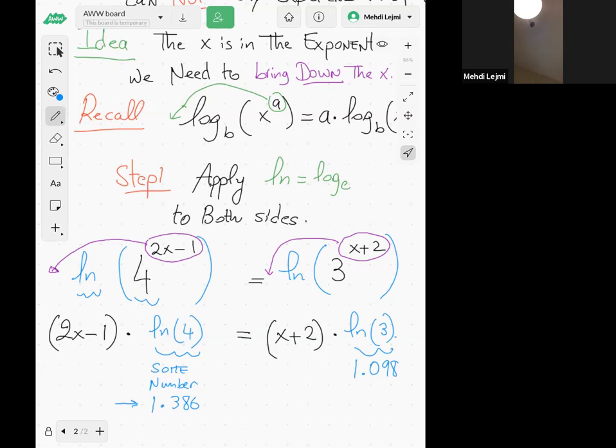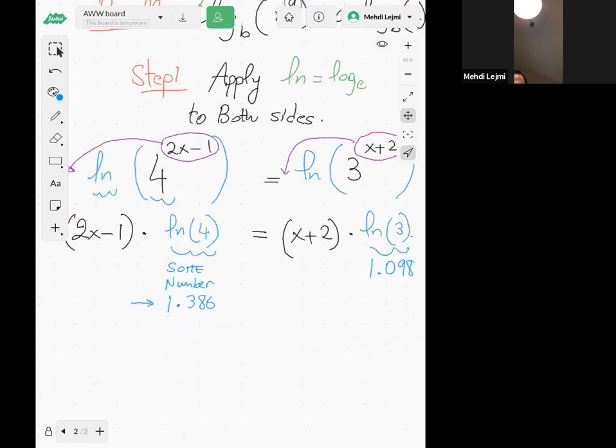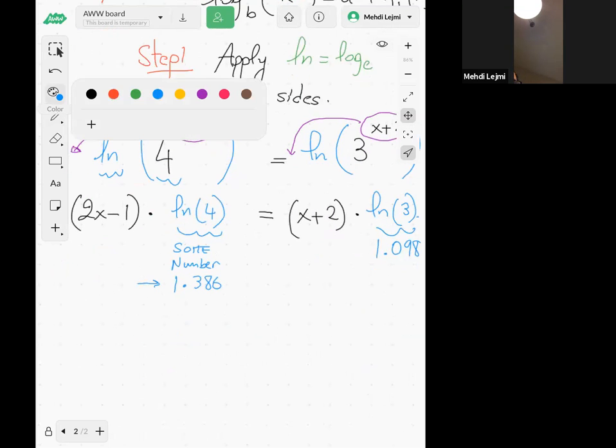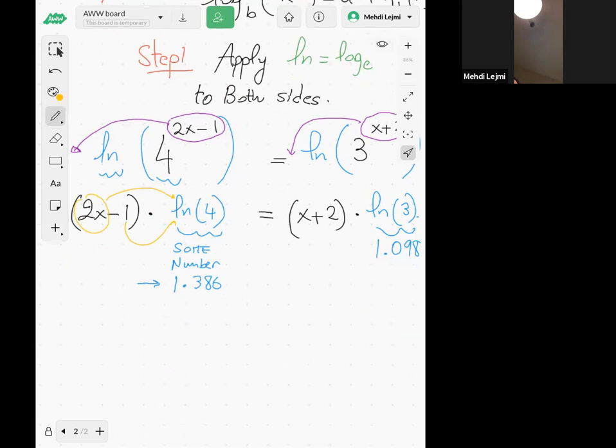So now, how am I going to solve for x? Well, natural log of 4 and natural log of 3 are just some numbers. So I can distribute and then try to solve for x. Here, it's this 2x times this natural log of 4, and then there's this 1 times this natural log of 4, right? And on the right side, it's this x times this natural log of 3, and then this is 2 times this natural log of 3.